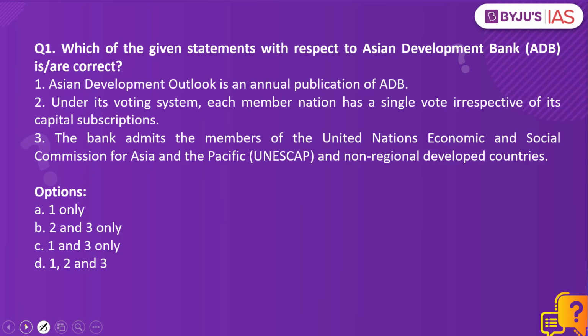Let us begin and have a look at the first question for today. Which of the given statements with respect to Asian Development Bank is or are correct? Asian Development Outlook is an annual publication of ADB. Under its voting system, each member nation has a single vote irrespective of its capital subscriptions. The bank admits the members of the United Nations Economic and Social Commission for Asia and the Pacific and non-regional developed countries.